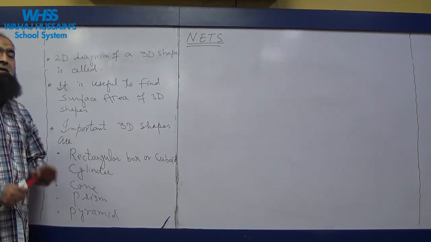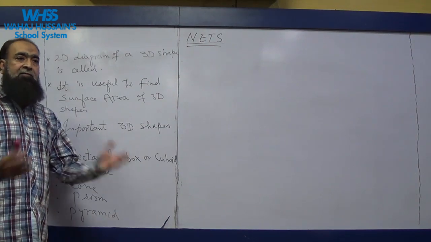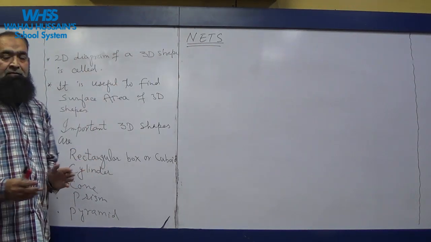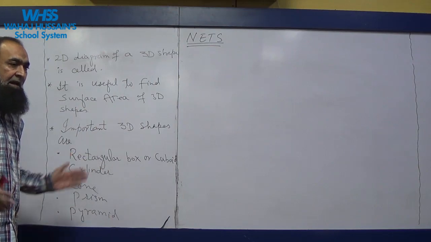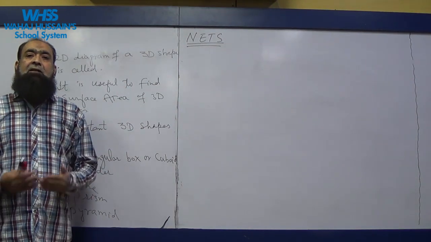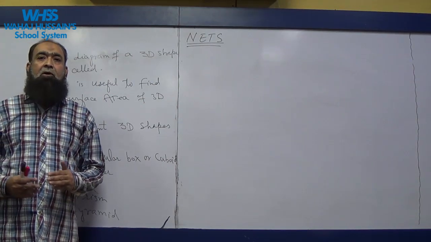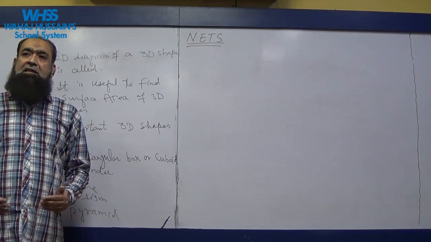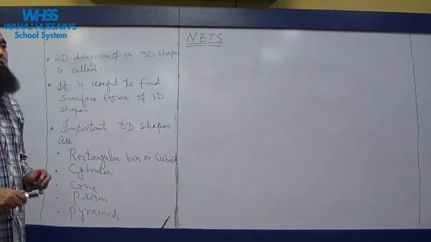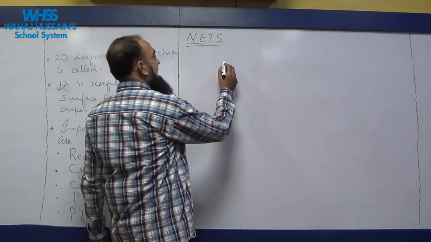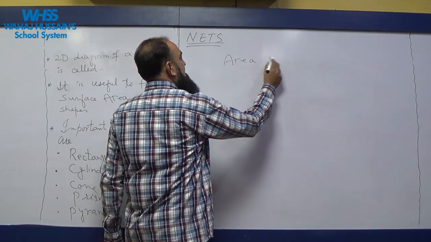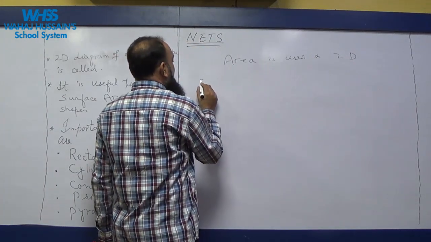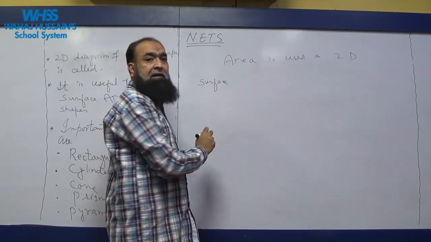All these shapes are 3D shapes, and if we have to find the surface area of these diagrams, then we can take help from the nets. We can open the shape and obtain the net, and then we can find the area of all faces of the 3D shape, and add together all the areas to get the surface area of the 3D shape. Basically, in 3D, we never use the word area. Area is used in 2D. In 3D, instead of area, we use surface area.